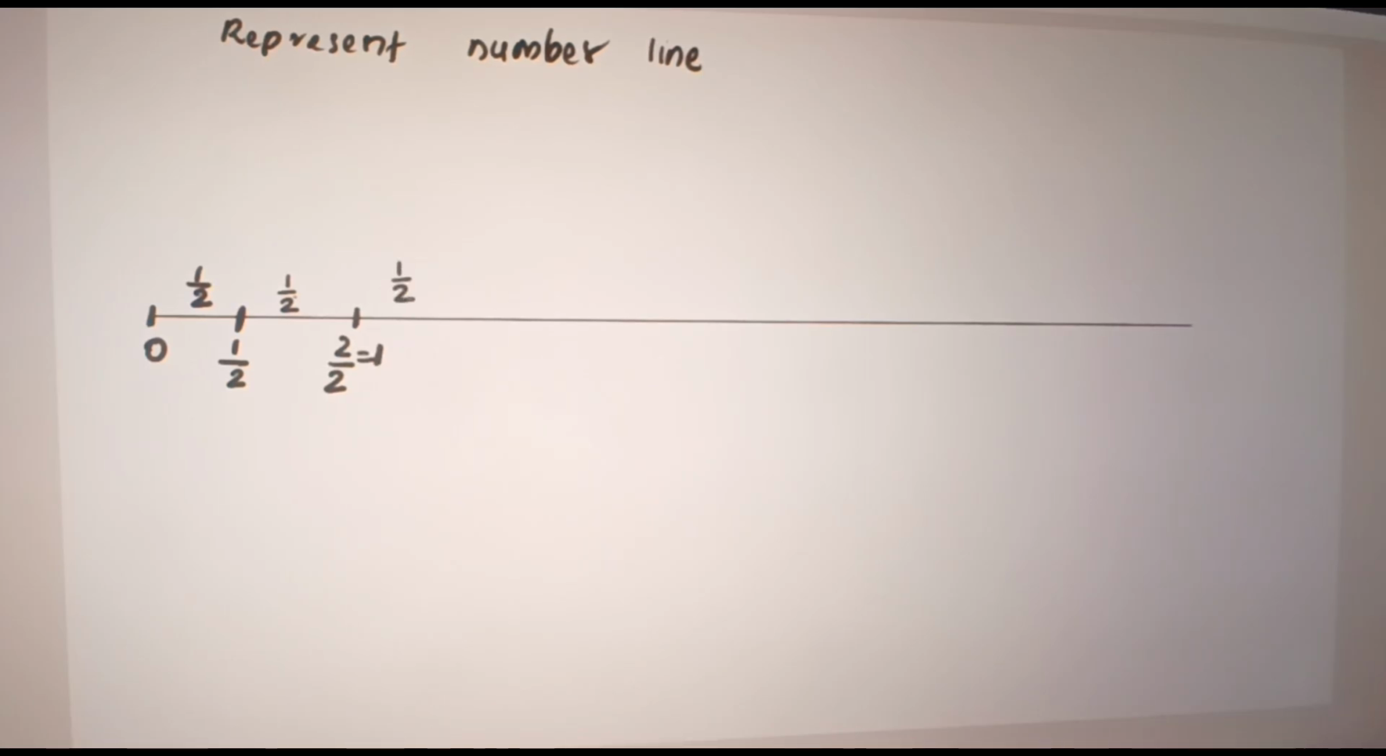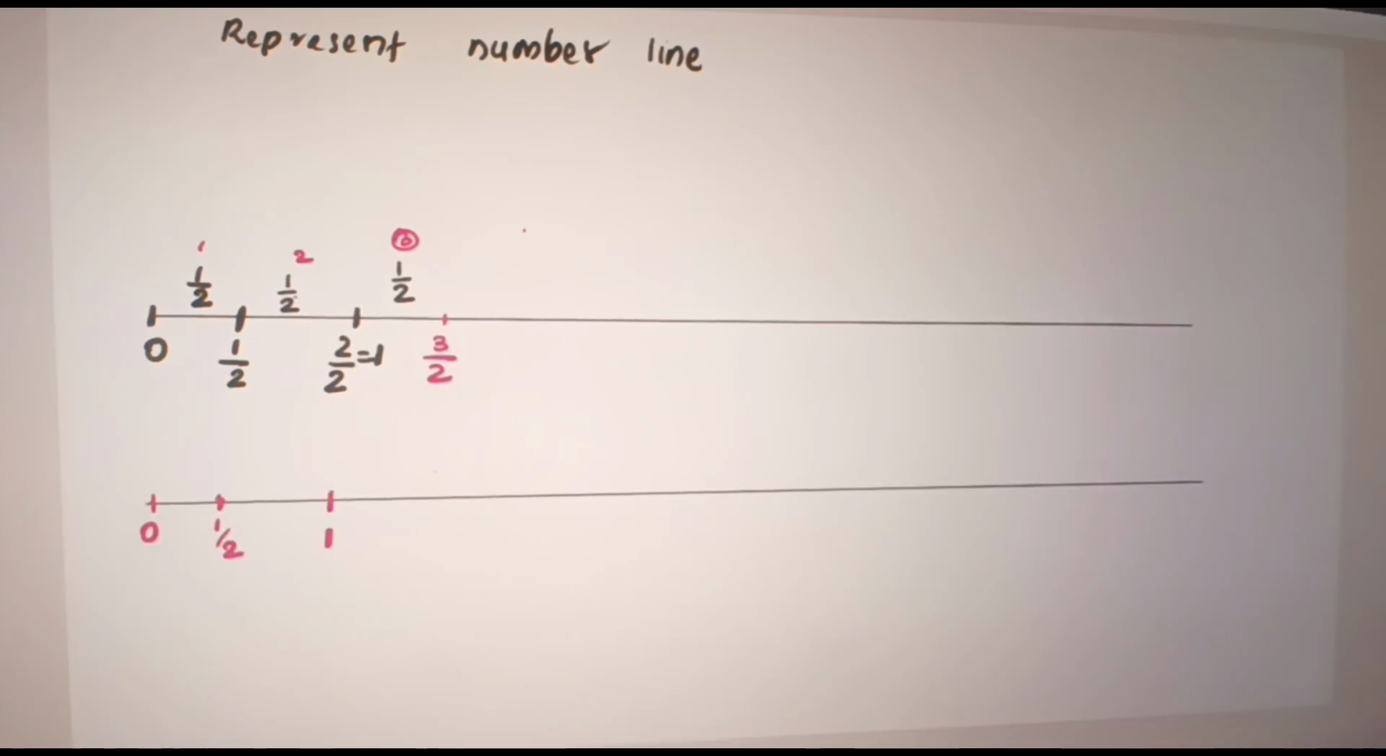So if you add another half, total how many halves are there? 1, 2, 3 halves are there. That means 3 over 2, or 3 halves is the same as 1 whole and a half. So 1 whole and a half makes you 3 halves.